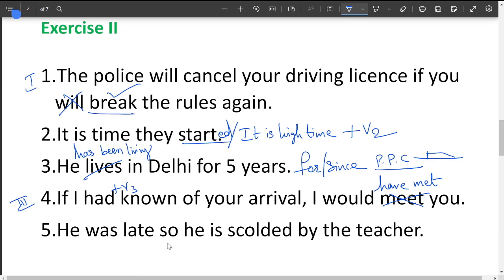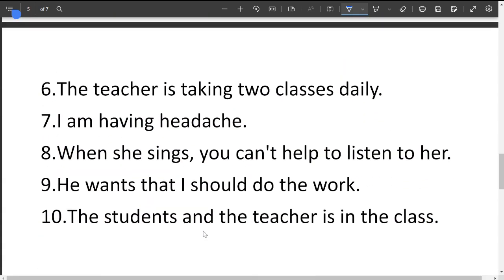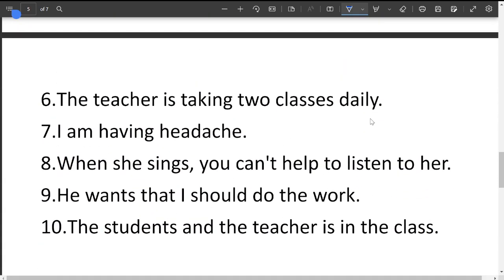Next, "he was late, so he is scolded by the teacher." What can be used here? He was late. Which tense is this? Present or past? Past. "He is scolded" comes as present. We cannot use present here. What can you use here? He was late, so he was scolded by the teacher. Past.